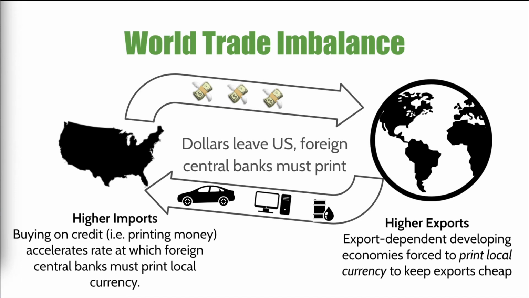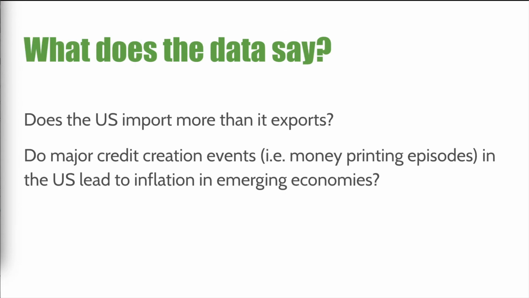Because all those dollars are leaving, if our trading partners want to keep their export prices low, like say China, for example, those countries are forced to, in some way, shape, or form, print their local currency. So when the US has higher imports, they're buying on credit. That accelerates the rate at which those foreign central banks must print local currency. So it's really important that we look at the data and try to suss out whether this effect is actually happening. So the first thing we need to look at is, does the US import more than it exports?